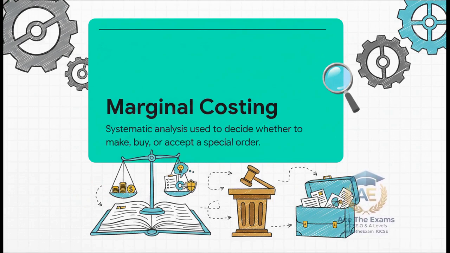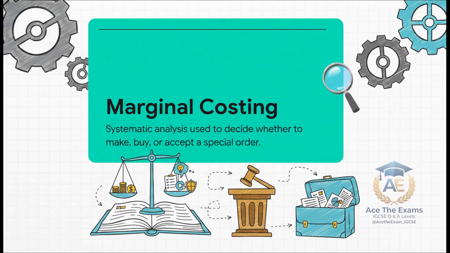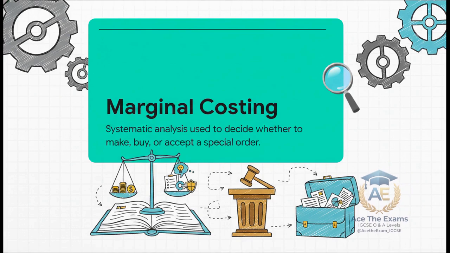I really want you to focus on 2 words there, systematic and evidence-based. Cambridge examiners are absolutely not looking for a simple yes or no gut feeling to a special order. They are looking for the financial and non-financial evidence that absolutely proves your decision is safe, viable, and profitable. You are acting as a corporate detective. You are building an undeniable case.